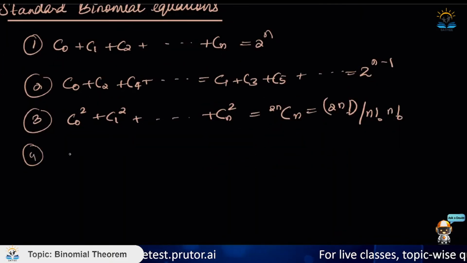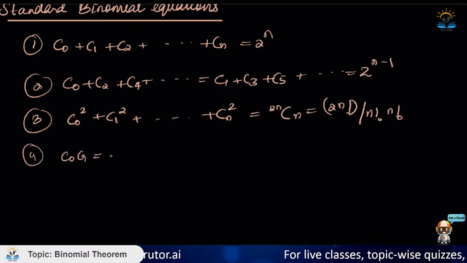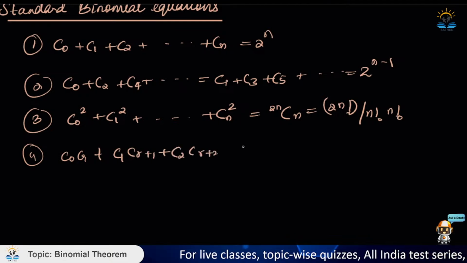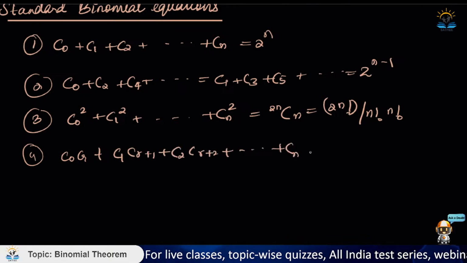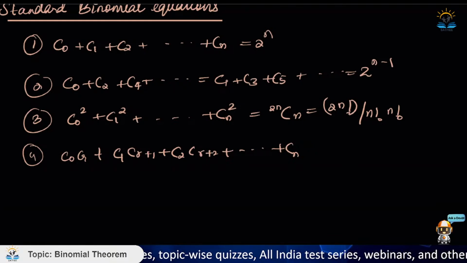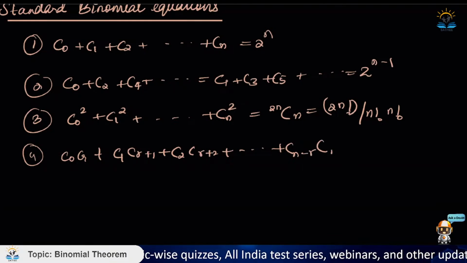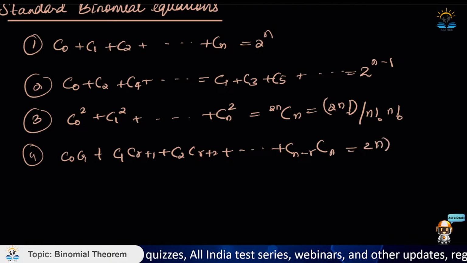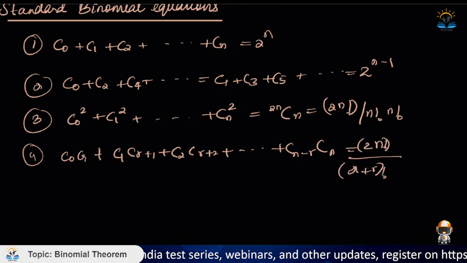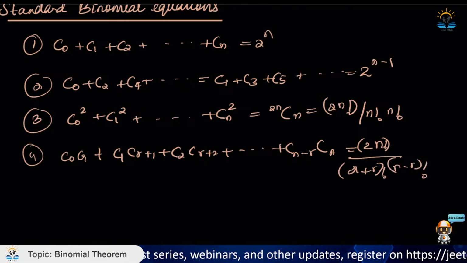Then the fourth one: C0 Cr plus C1 Cr plus 1 plus C2 Cr plus 2, and so on, plus Cn Cn minus r. That is equal to 2n factorial divided by (n plus r) factorial into (n minus r) factorial.